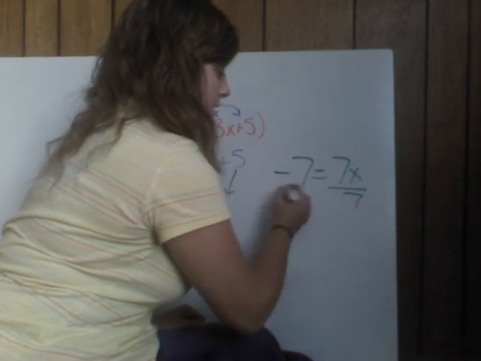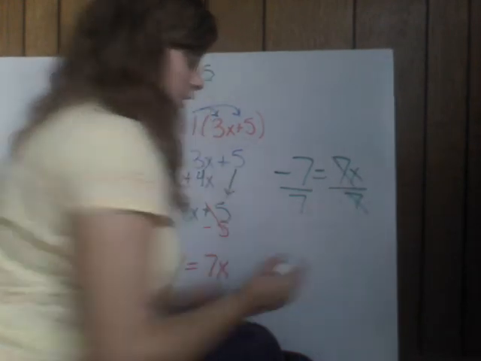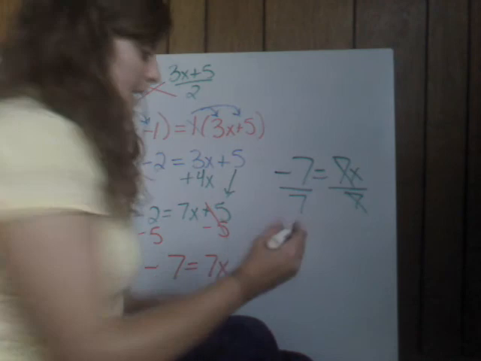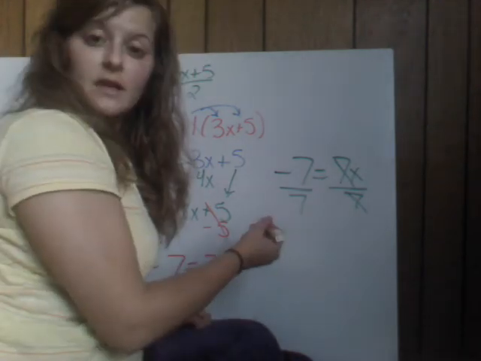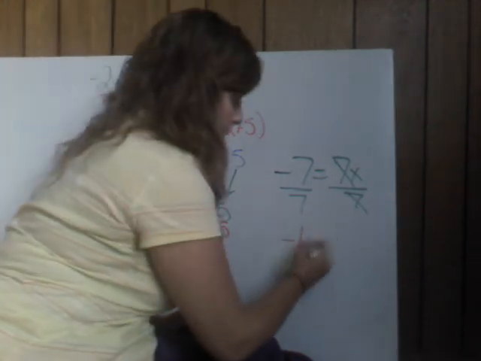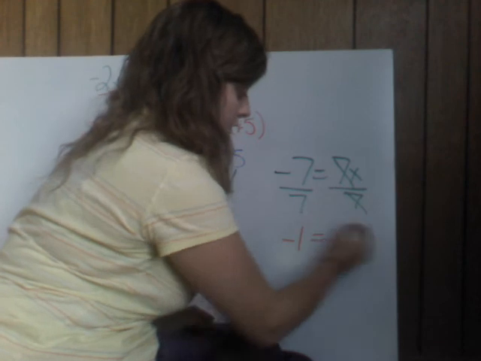So I get negative 7 is equal to 7x. I'll divide both sides by 7. Those cancel out, and I get negative 7 divided by 7 is negative 1. Negative 1 is equal to x.